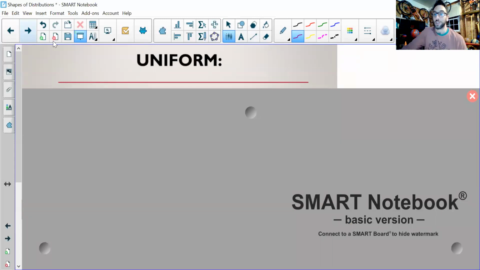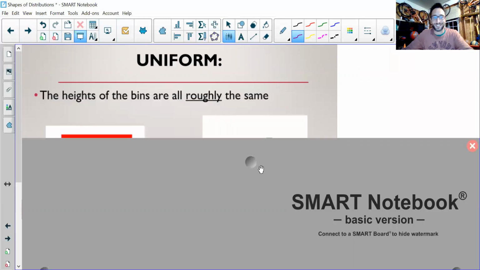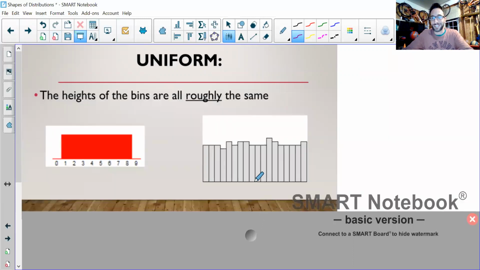One last thing about shape: uniform. Think about a histogram that would look uniform. First think about what the word uniform means. If things are uniform, what does that tell us about them? Pause the video and try to sketch a histogram that you think would be considered a uniform distribution. And hopefully you were thinking something like this.